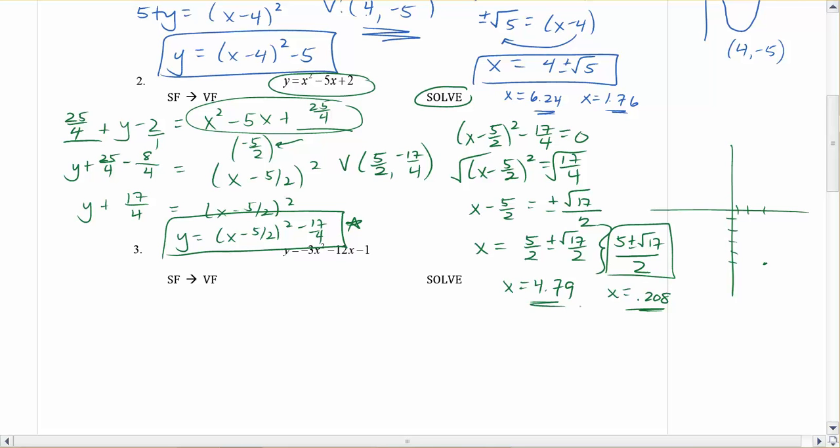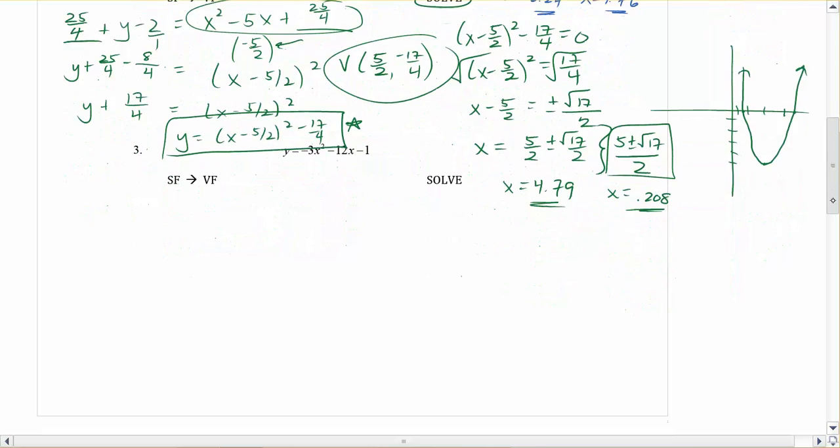And these, again, symbolize where I'm going to cross my x-axis. So if I went to about 4.79 and 0.208, my graph, and again, I'm just sketching, but my graph would look something like this. From using my vertex and using my x-intercepts, I was able to sketch my graph. Okay, let's look at number 3.